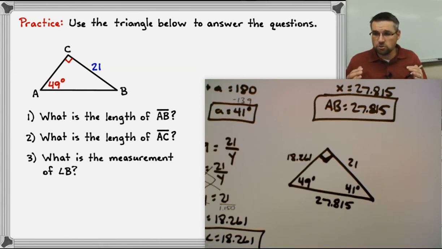All right, so that is how you solve for missing sides of right triangles using trig.